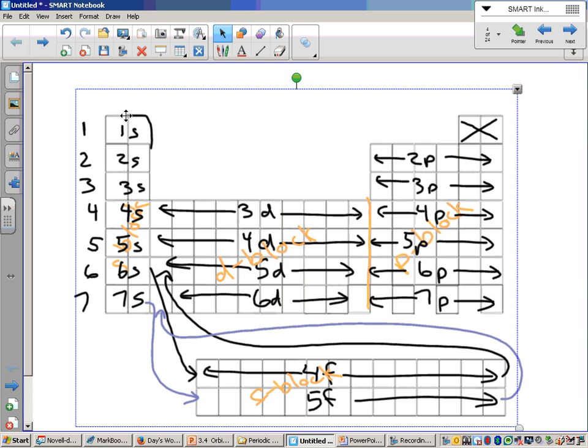So forget about that funny filling order business with the arrows. The d block number will lag behind the row number, the period number, by 1. And the f block, its principal quantum number, will lag behind the row number by 2. And you will then have the filling order with the periodic table that you have right in front of you and not have to worry about this funny thing.